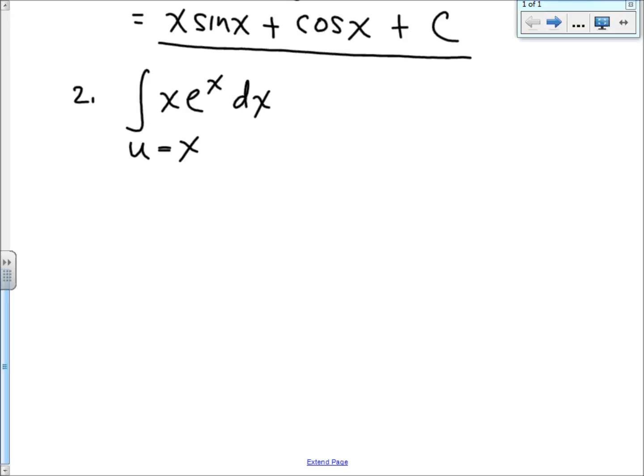Now, there's no other way to do this problem. I can't make a u substitution or make this work. So this is a true integration by parts problem. It is the product of two functions that I cannot solve by u substitution.